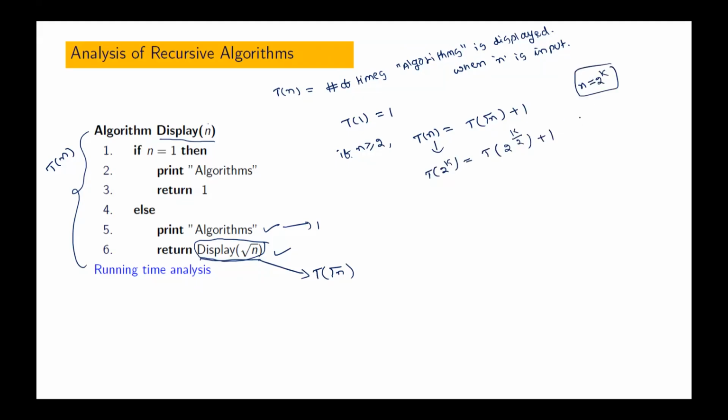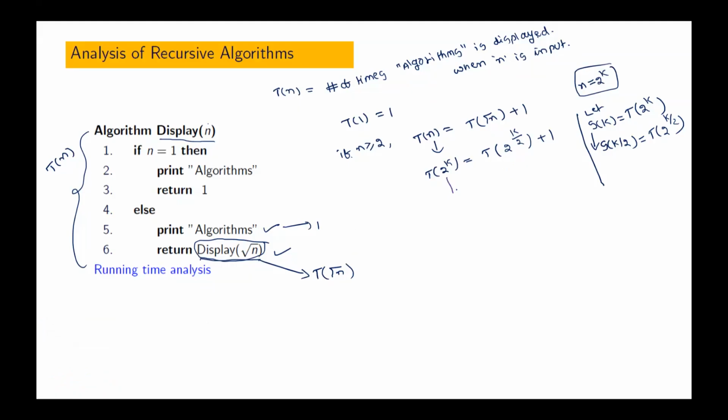Now let us take S of k equal to T of 2 power k. Is that okay? Yes. Now, what is S of k by 2? Wherever k is there, it becomes k by 2: T of 2 power k by 2. Is that correct? Yes, correct.